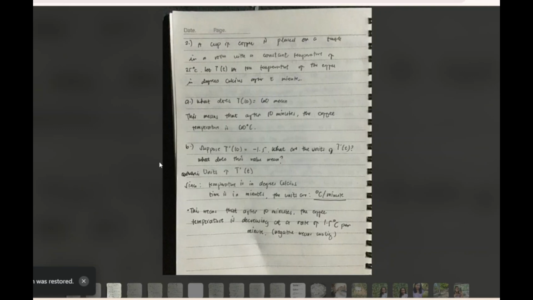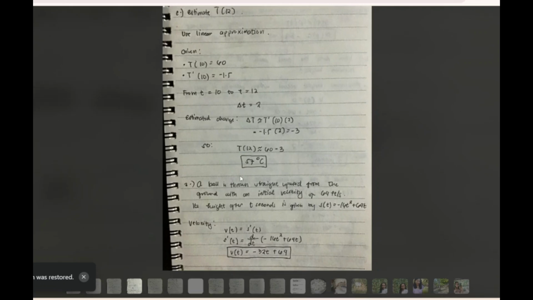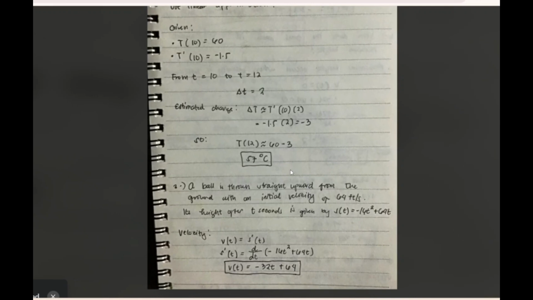Therefore, this means that after 12 minutes, the coffee temperature is 57 degrees Celsius. It means that it is decreasing, since T of 10 is 60 and now T of 12 is 57 degrees Celsius. Therefore, it decreases.